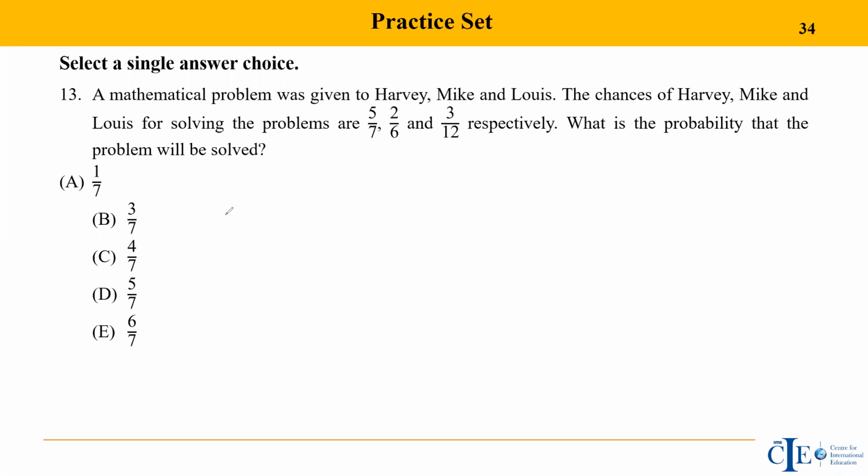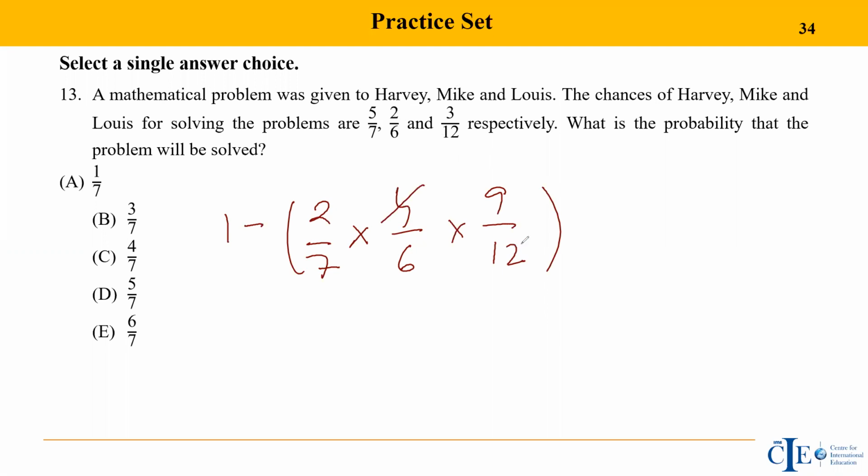So 1 minus fails: 2 by 7, fails 4 by 6, fails, in this case, 9 on 12. So 4, 3 times, and then 2, 3 times, and 3 and 3, 9. 1 minus 1 on 7, 6 and 7. Right, E, perfect, E is there.